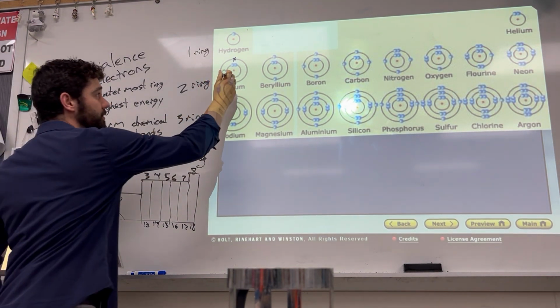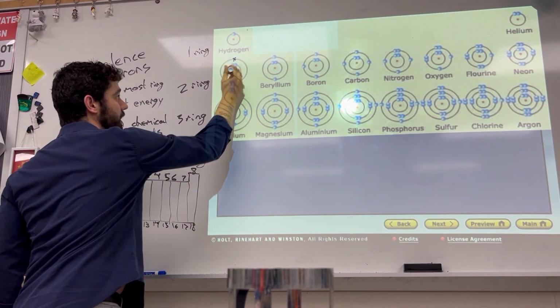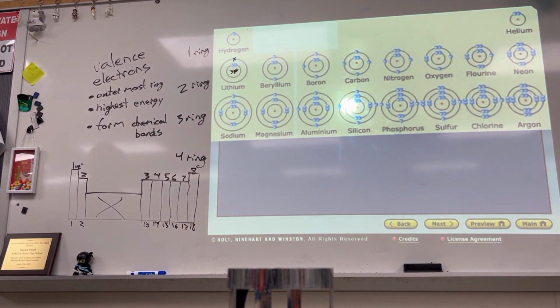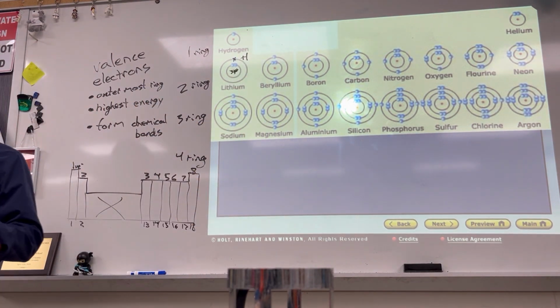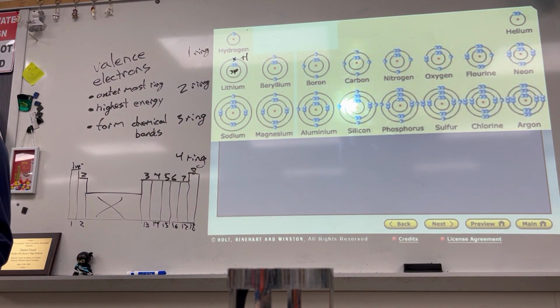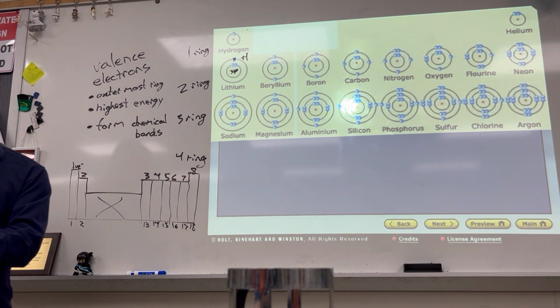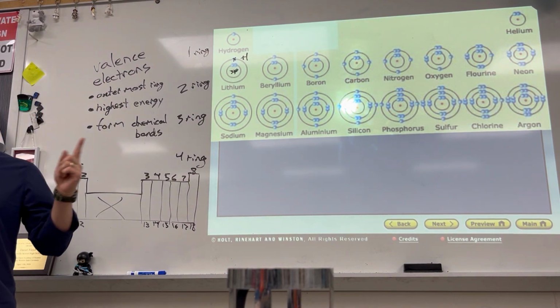It still has 3 protons. Protons do not change. But if I lose an electron, positive 1. Okay, so lithium is actually most stable when it's a +1 charge. Yes, it can be other charges, but it's most stable when it's a +1. Okay, let's look at beryllium.